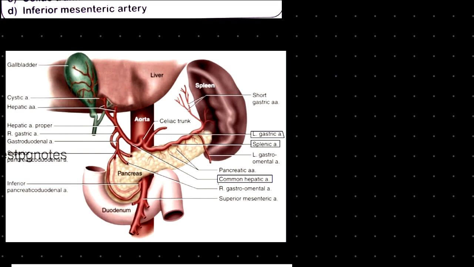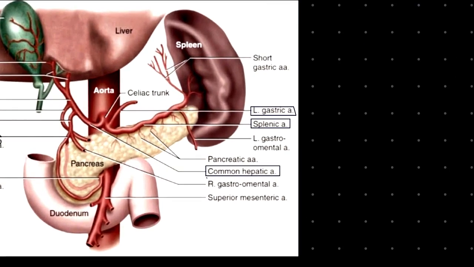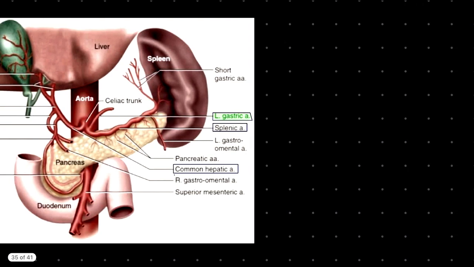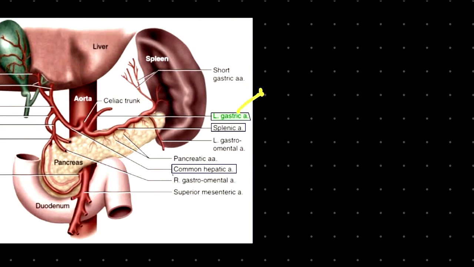Talking about the different branches of the celiac trunk, the first branch that we need to know is our left gastric artery. You can see right here, this is our celiac trunk, and here you can see the left gastric artery. The important thing about the left gastric artery is that it is the smallest branch of the celiac trunk.